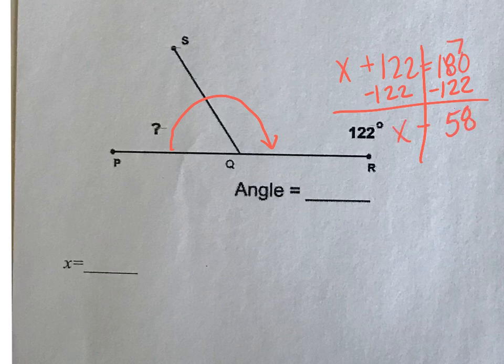So x is going to equal 58 degrees. This right here is 58 degrees. And number sense tells us that that angle is an acute angle, because you were going with acute earlier. It is an acute angle, so it should be less than 90.